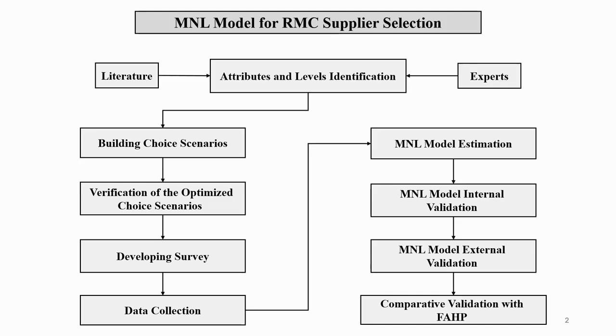The next step is building choice scenarios. There are a lot of details on this one, so I will introduce it in this video. Then we have to verify. For example, if we have 6 attributes and 3 levels for each attribute, the unique combination of choice scenarios will be 729. Therefore, we have to use an optimization algorithm to reduce this number of choice scenarios, and later verify that we got optimized choice scenarios. Then we develop the survey and collect the choices from the respondents. Later, we go to multinomial model estimation, and we go through internal and external validations.